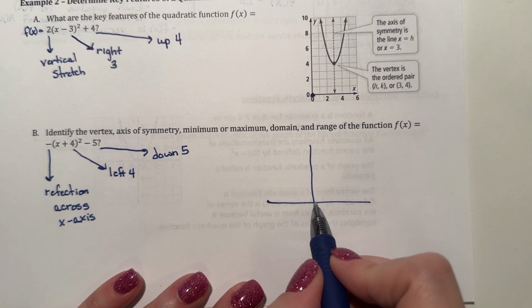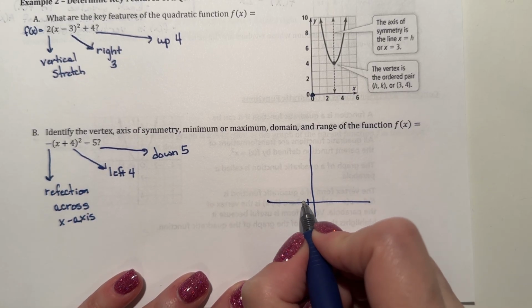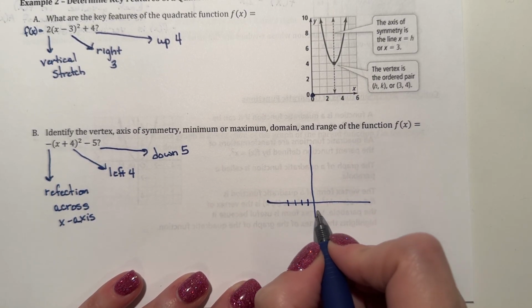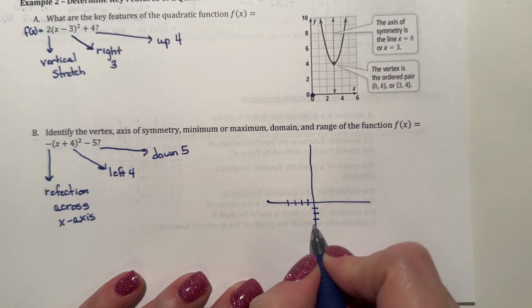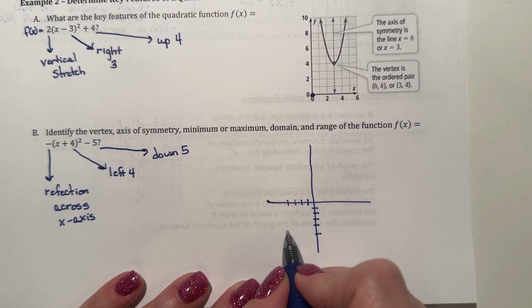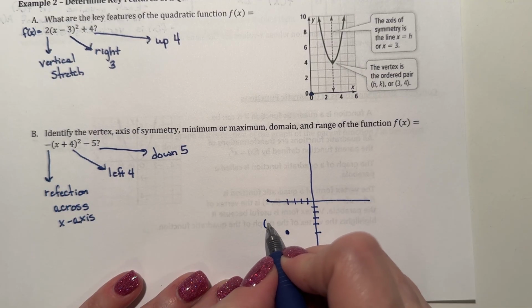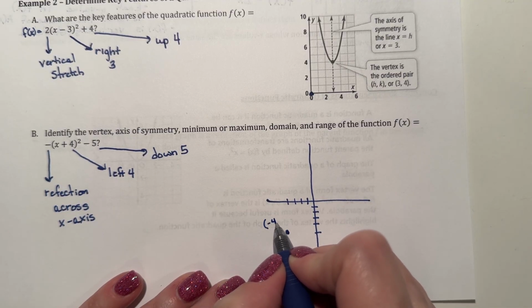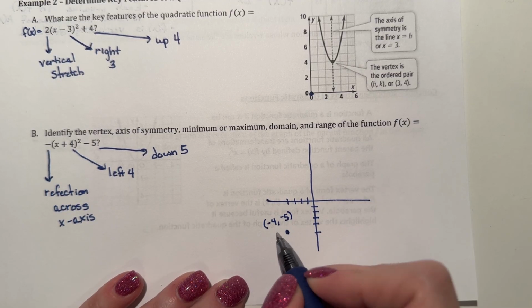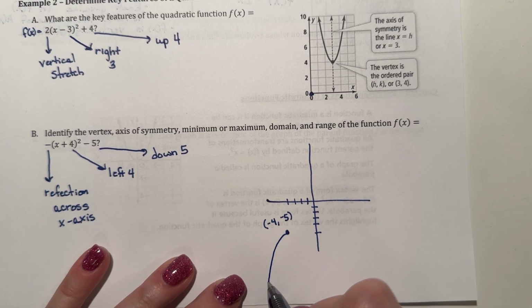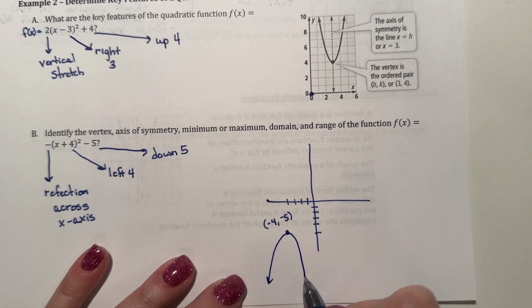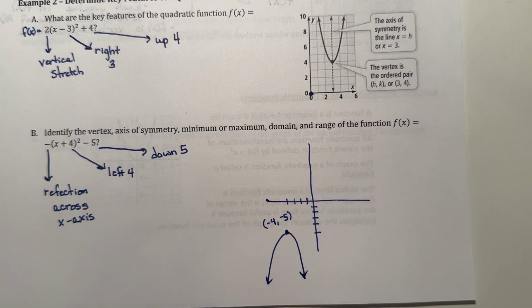Normally my graph would start at the origin, but I'm going to go 1, 2, 3, 4. 1, 2, 3, 4, 5. So there's my vertex, which should be at -4, -5. And I know I reflect, so I'm just going to reflect downward. So there's my rough sketch, super rough.